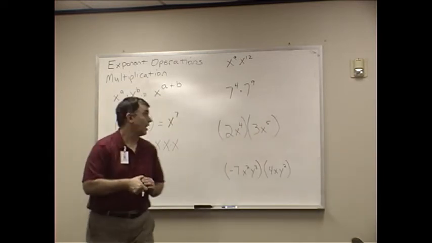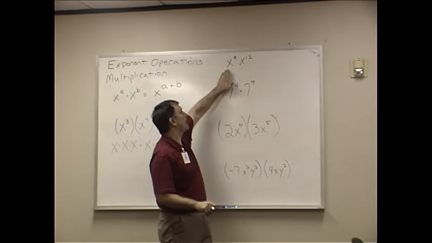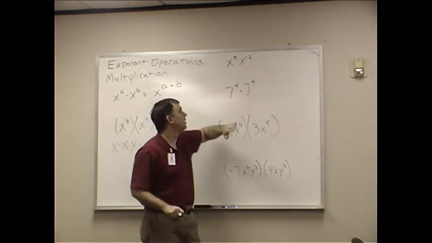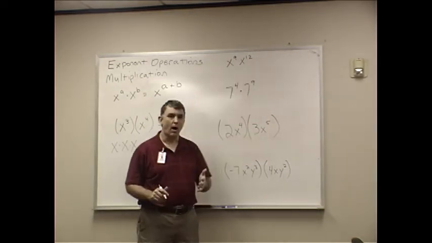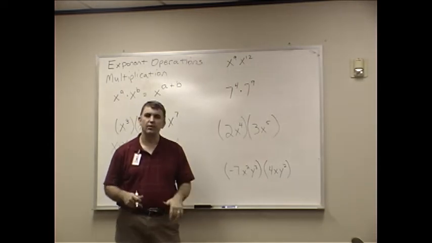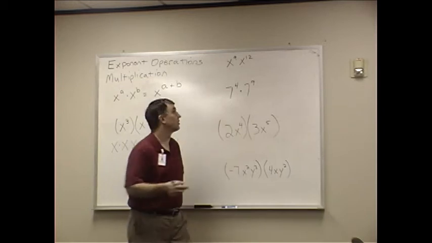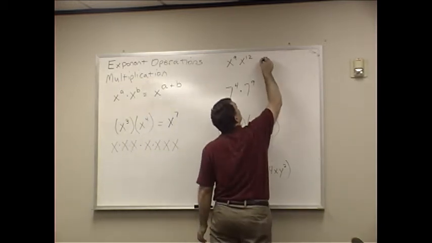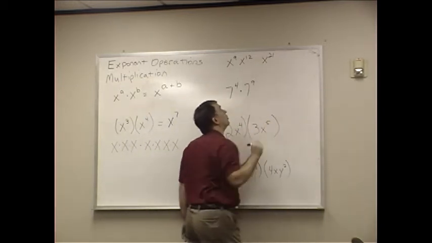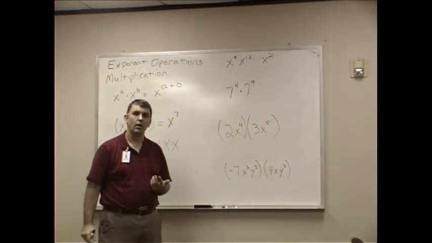Alright, let's do a few more examples. X to the 9th times x to the 12th. I certainly don't want to write 9 x's and 12 x's. I'm just going to add the exponents. The bases are the same. So that would give me x to the 21st, because 9 plus 12 is 21.